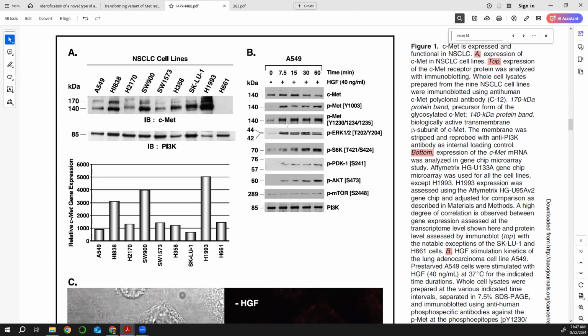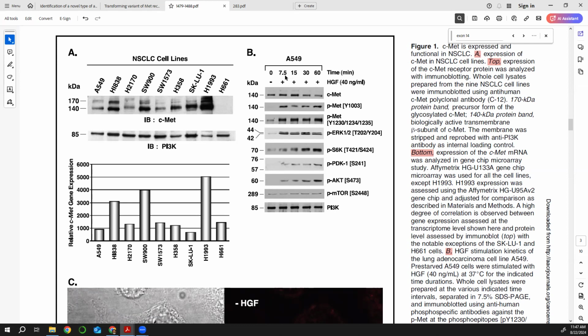Now, this figure 1b here is showing that in this particular cell line, A549, the addition of hepatocyte growth factor, which is the ligand for the MET receptor tyrosine kinase, and for that reason, MET receptor tyrosine kinase is also known as the hepatocyte growth factor receptor. Okay. Or CMET or cellular MET is expressed at these various time points, but hepatocyte growth factor is incubated with these cells for varying lengths of time, up to 1 hour.